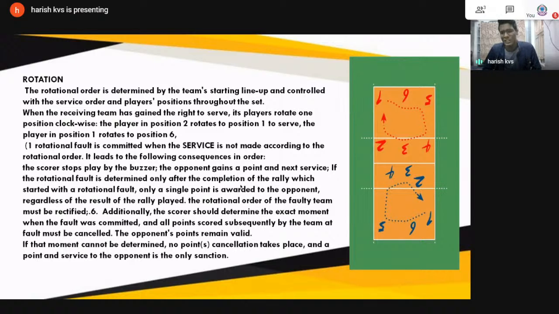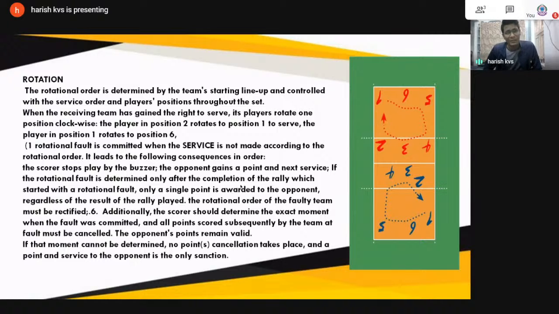The rotation is made in a clockwise direction, and one needs to change position in a clockwise direction to the other player's position, and change in that order whenever a point is scored. The rotation order is determined by the team's starting lineup and controlled within the service order and the players' positions throughout the set.